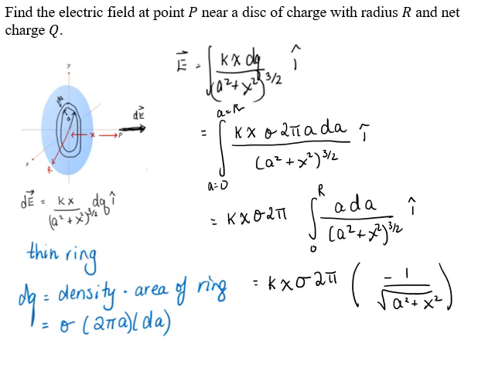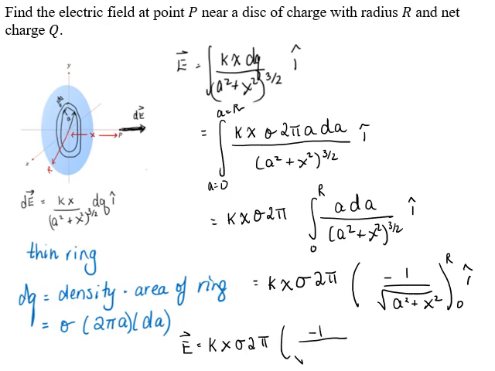We have to evaluate that at r and 0. And that's in the i direction, so that means we fill in x equals r and x equals 0. Let's see, I think I have enough room to fill that in on this slide. So our E is going to be k times x times sigma times 2 pi outside of minus 1 over.